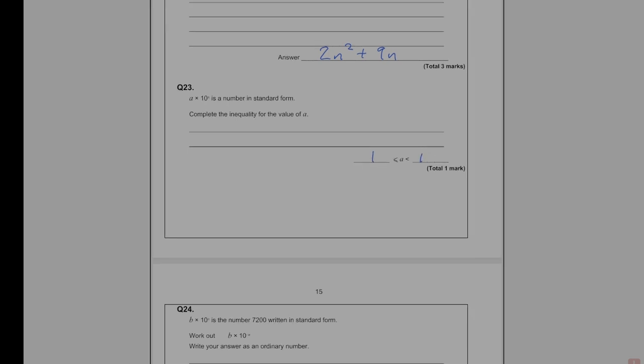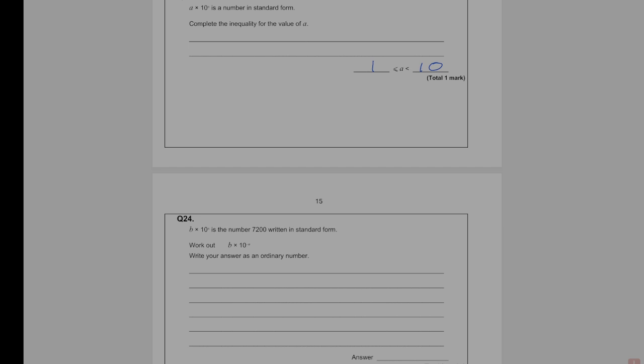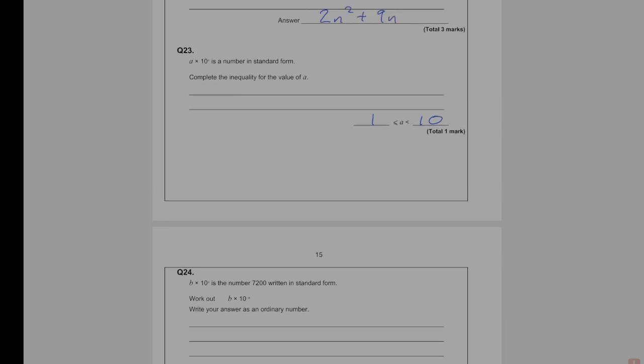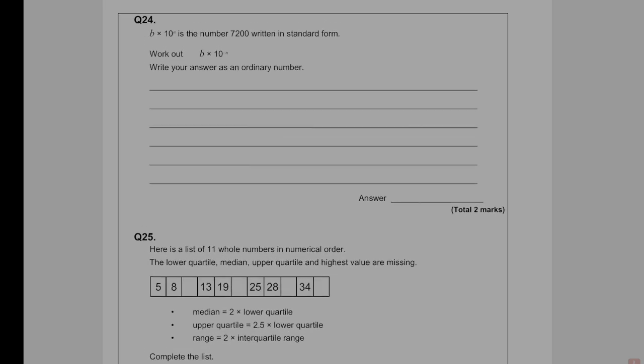Okay, question 23. A times 10 to the n is a number in standard form. Complete the inequality to find the value of a. So a has got to be greater than or equal to 1 but less than 10. And the second part, originally on the original paper that I picked this question from, this was a part A and a part B. Just to bear that in mind.